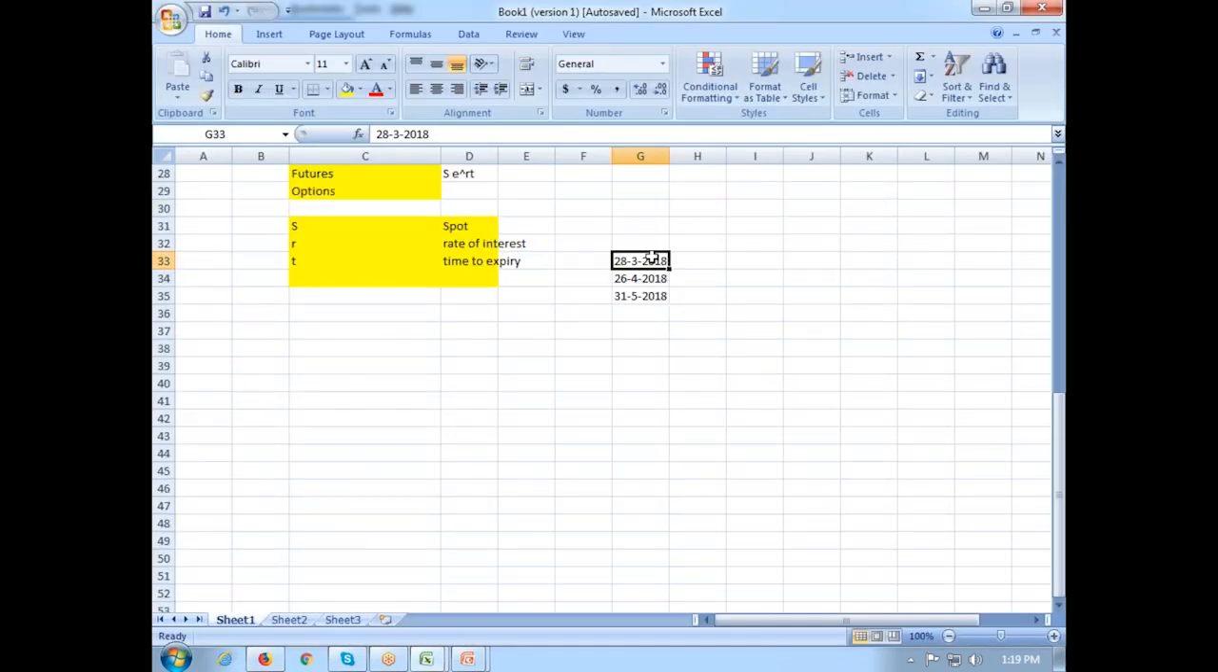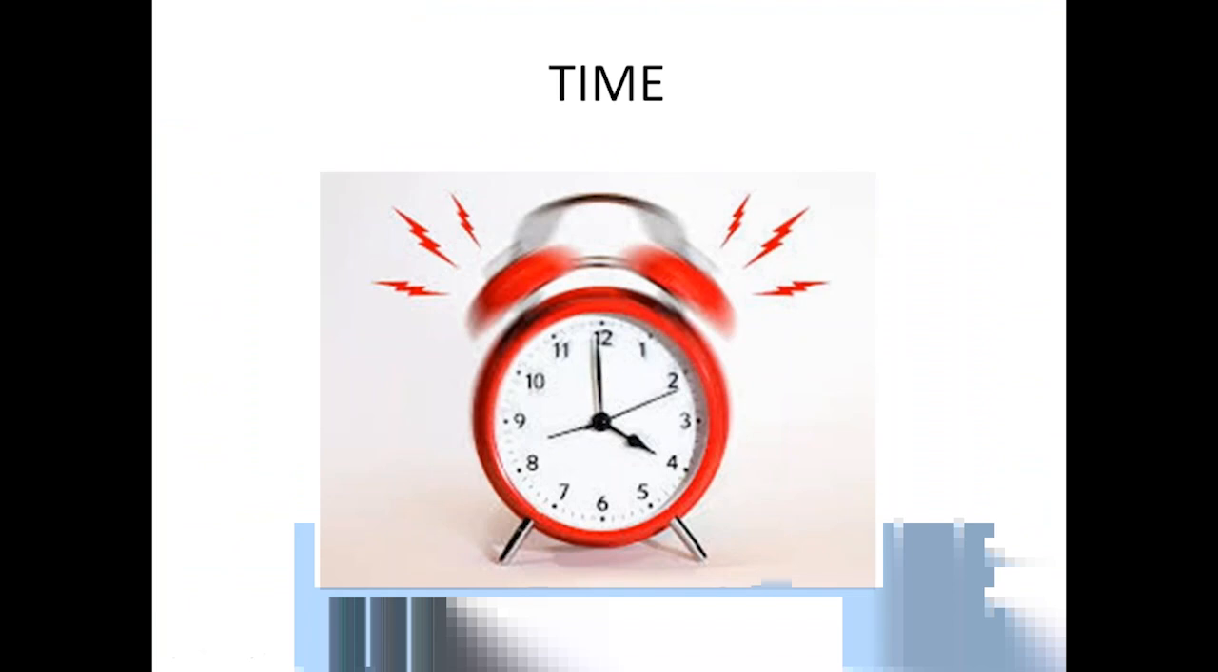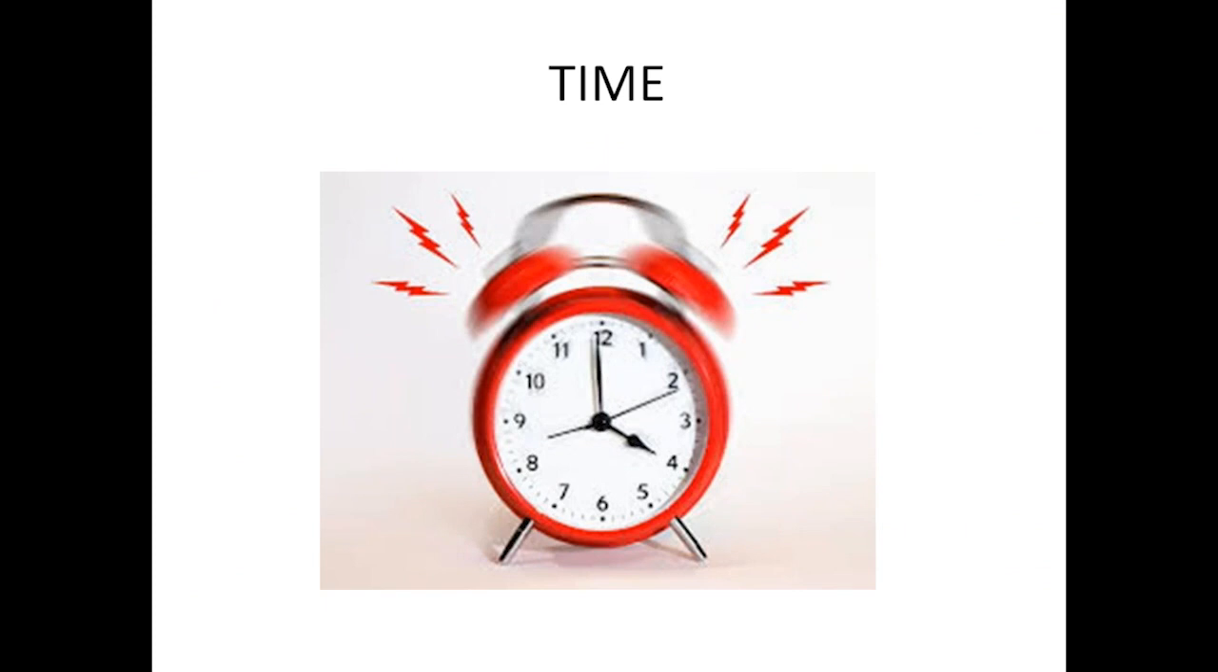Typically from 28 March to 26 April, how much time have you got between these? Almost a month. This is 1 month. So I'm talking about time here. Now I have to give you some understanding about why time is important in our discussion. You have 1 month when you're trading options.